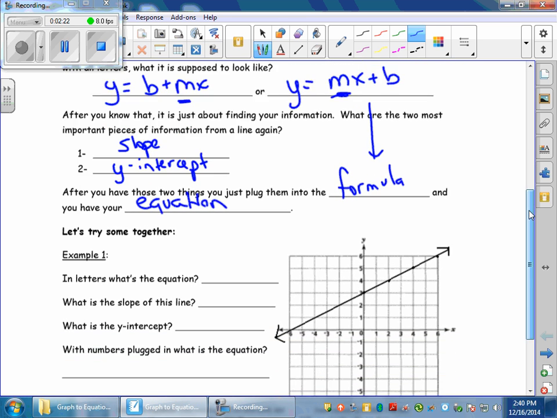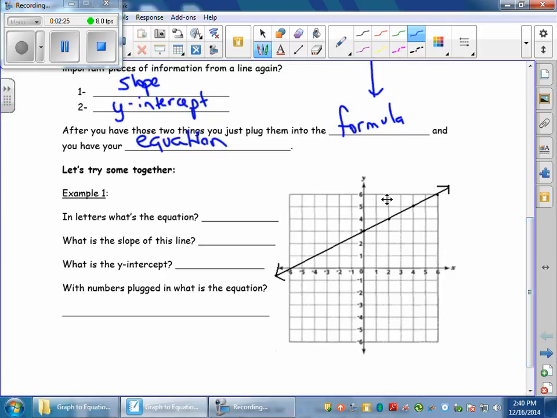So, first off, here's my line. Before we do anything else, every single time you do one of these, you should write down just in letters, what is the equation? It is y is equal to mx plus b. So now let's find the slope and let's find the y-intercept. Even though I wrote the word slope first, I like to find the y-intercept first because that makes me find at least one point right away. So what is this one point? It is 0, comma, make sure you say 0, comma, 3.